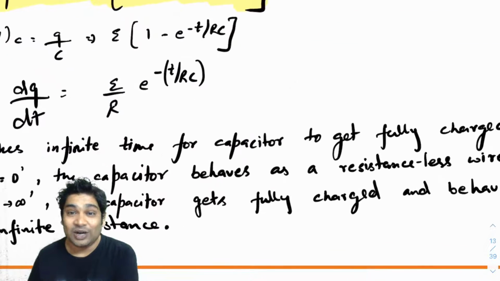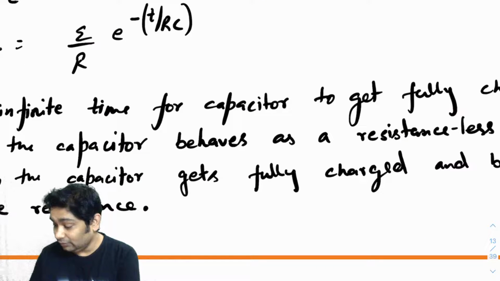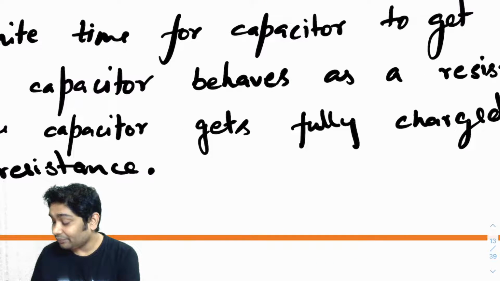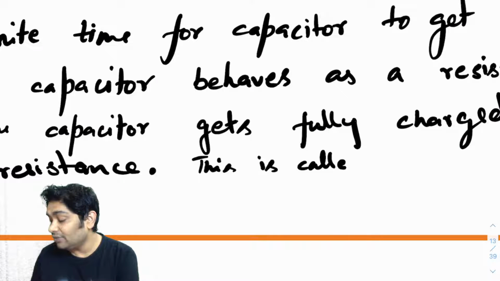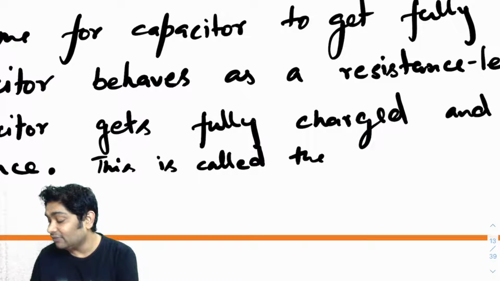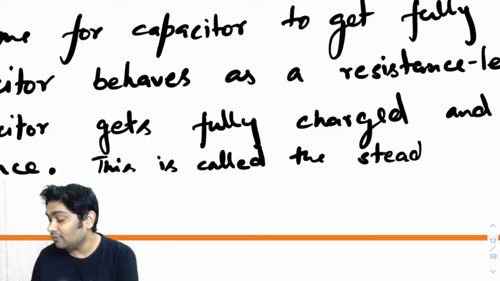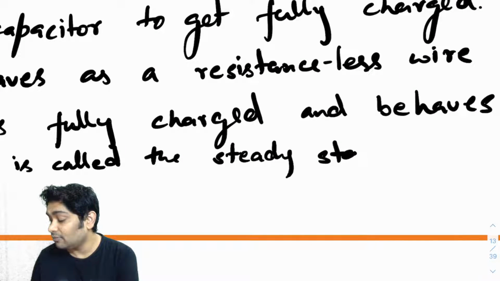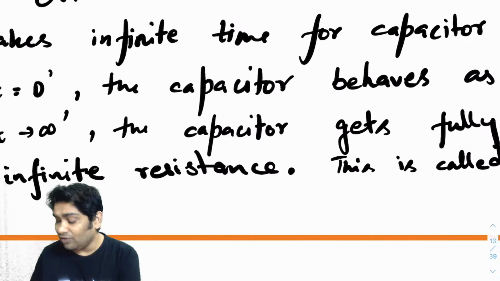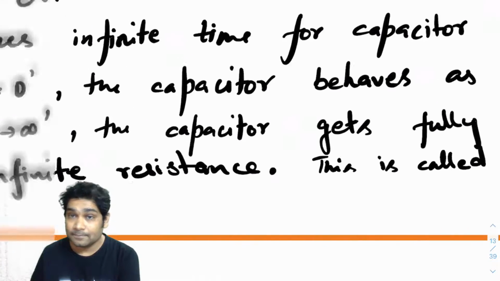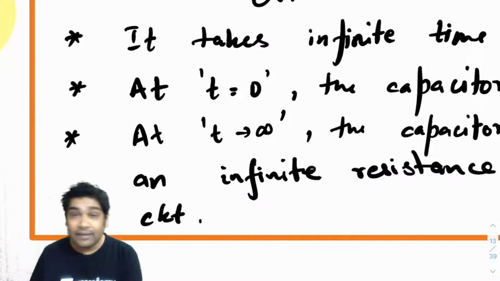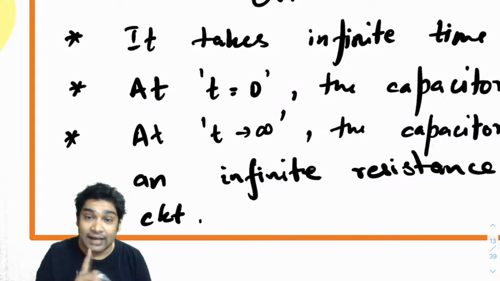Now this is what you are calling steady state. So I am writing that here. This is called the steady state of the circuit. Always remember this: whenever you see the word steady, steady means when things stop changing with time.